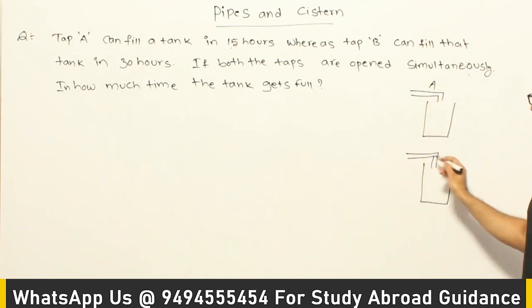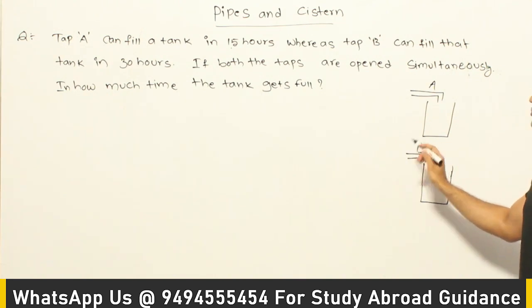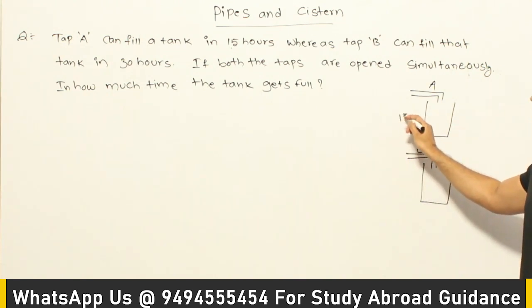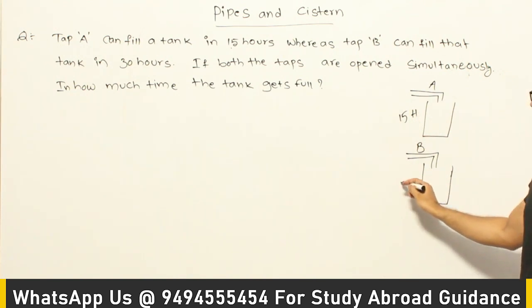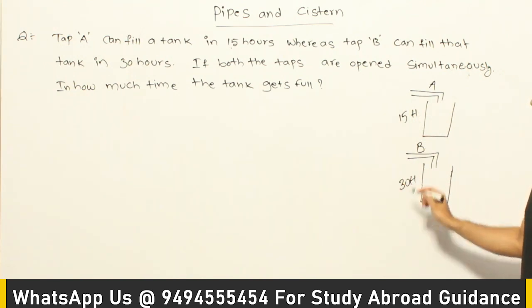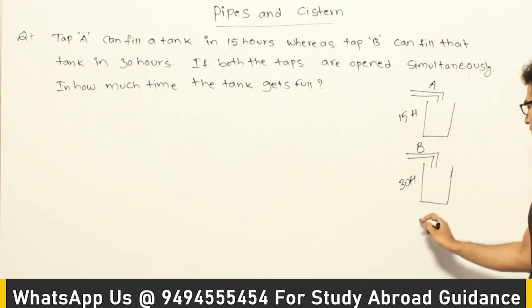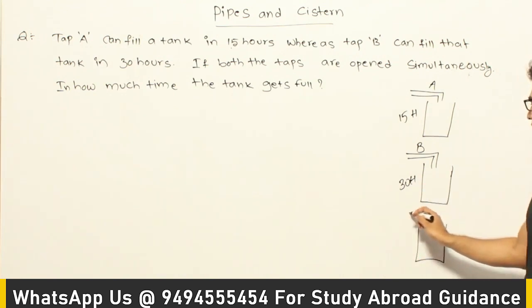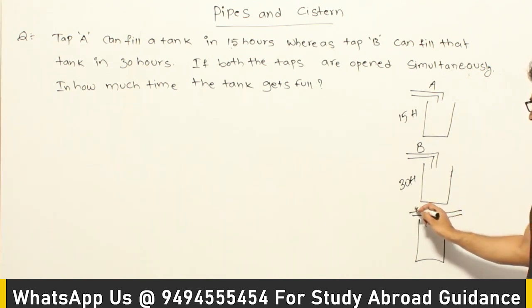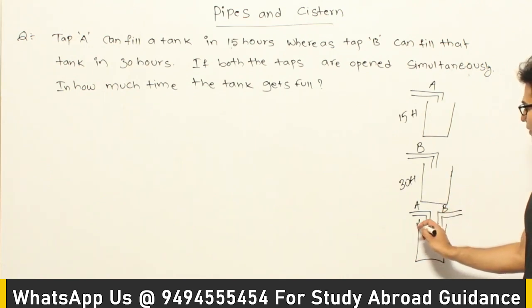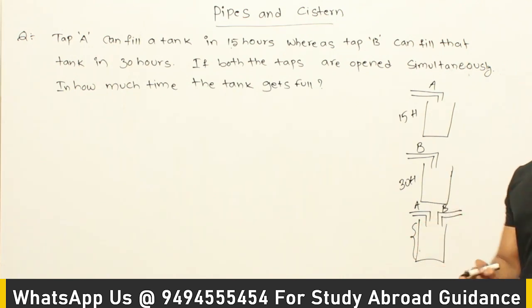If you leave tap A open, it is going to take 15 hours to fill it, and if you leave tap B open, it is going to take 30 hours to fill it. Now they are saying that if both of them are open simultaneously, which means if you take the same tank and open both tap A and tap B simultaneously, then how long is it going to take to fill the tank?